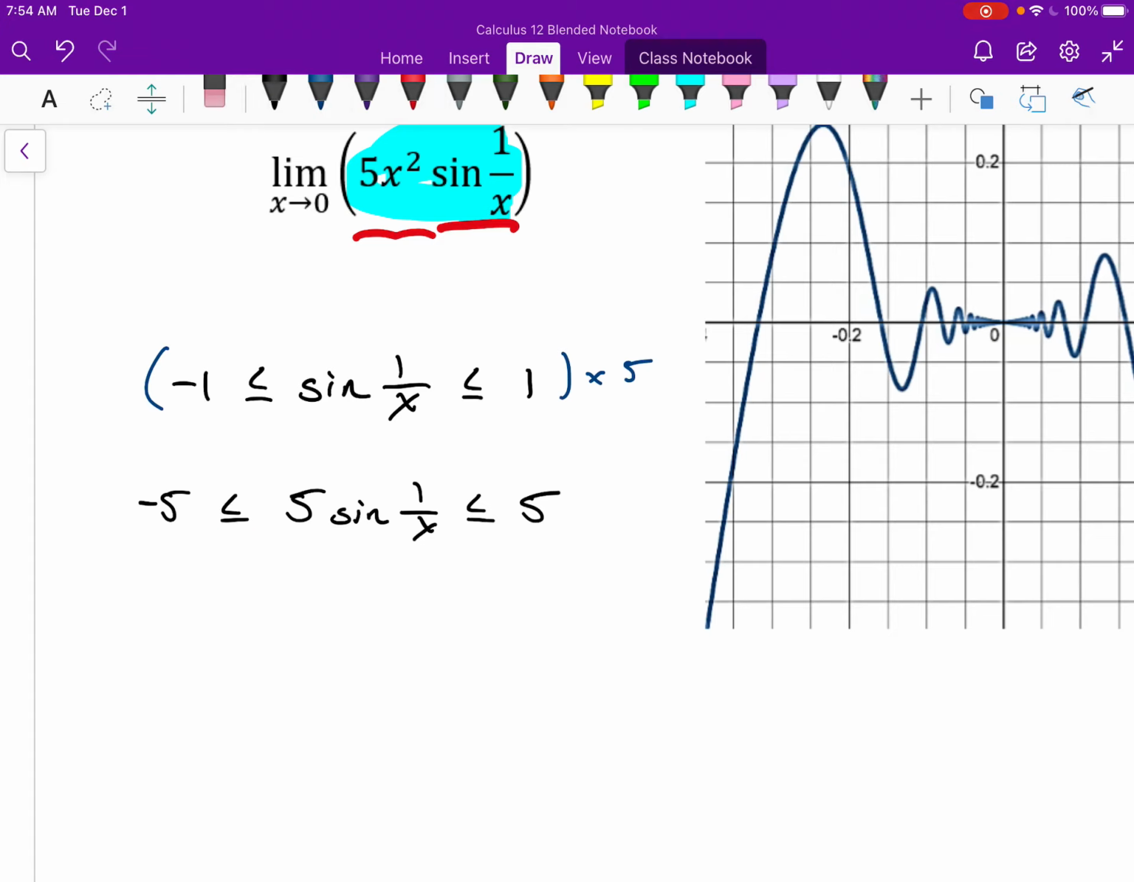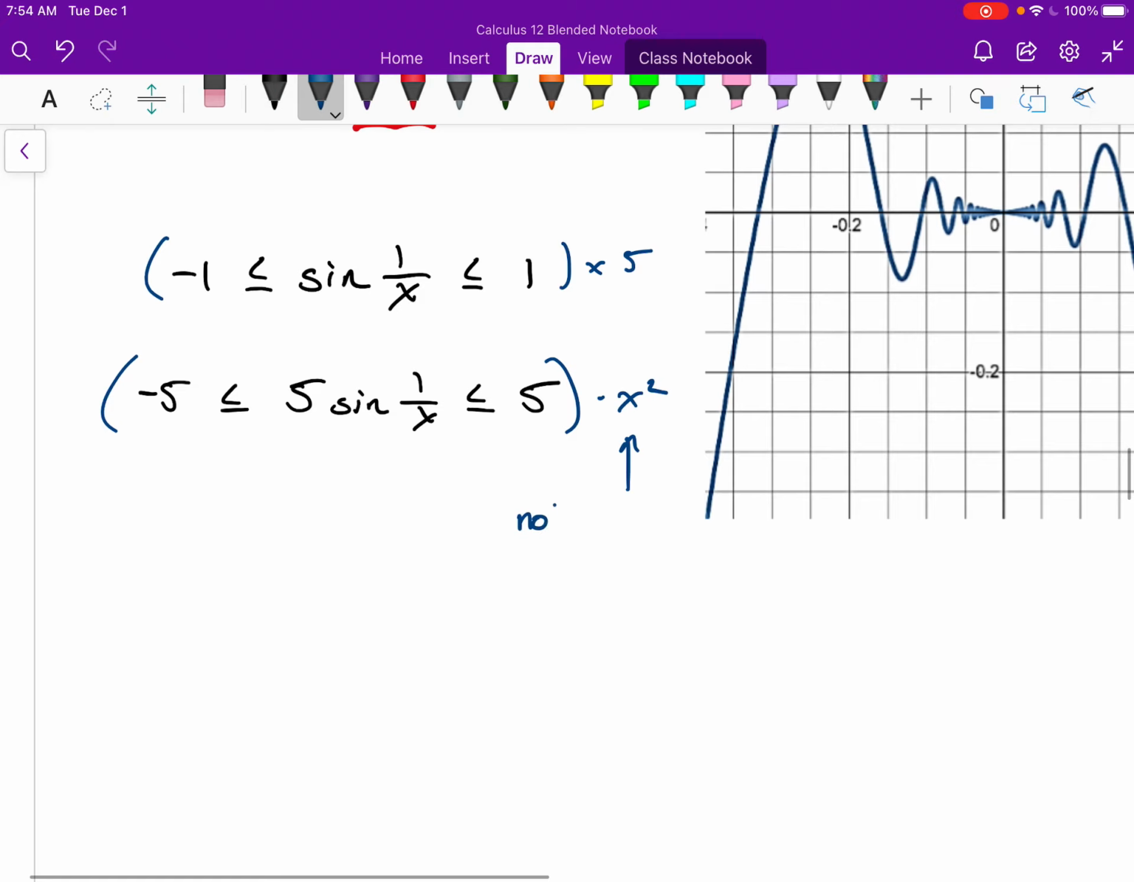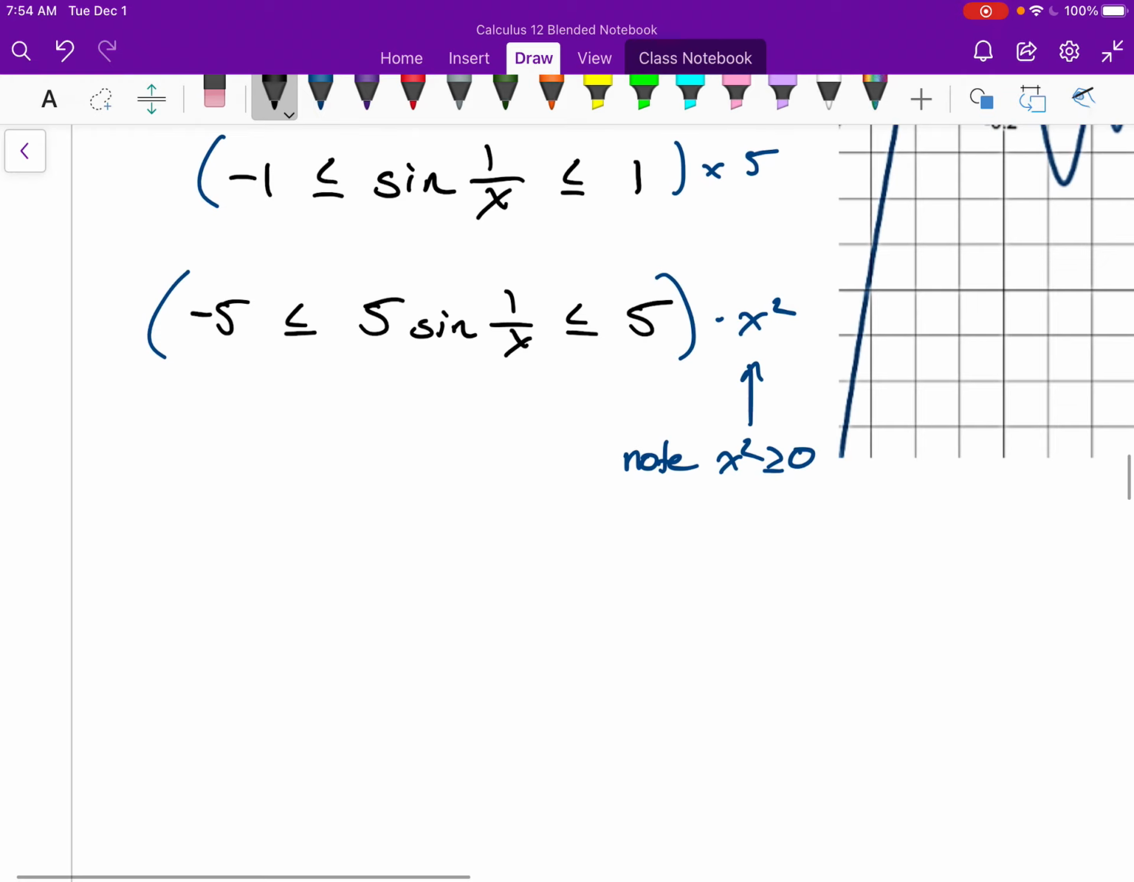Next, I want to multiply both sides by x squared. And make a little note. If x is negative, and again, x is a variable, and I multiply both sides by a negative number, these inequalities will switch signs, but it is x squared. And so note that no matter what, x squared will always be greater than or equal to 0. So I don't have to think about what effect it might make if these inequalities have to switch around. So then I get negative 5x squared is less than or equal to 5x squared times the sine of 1 over x, which is less than or equal to 5 times x squared.